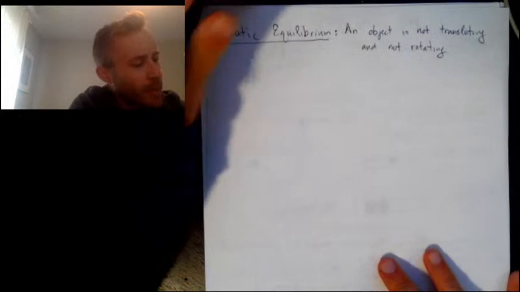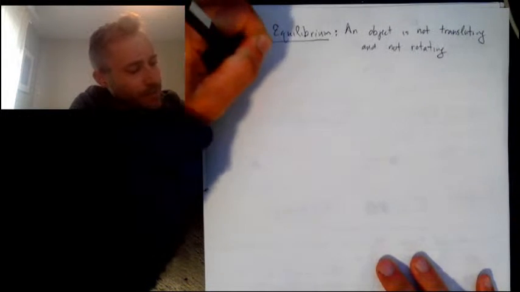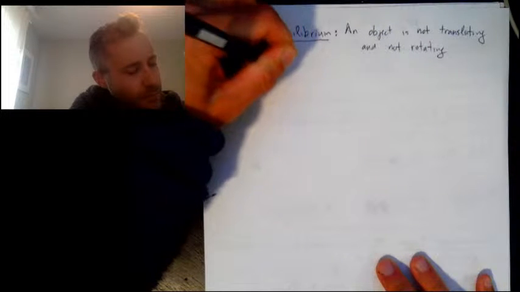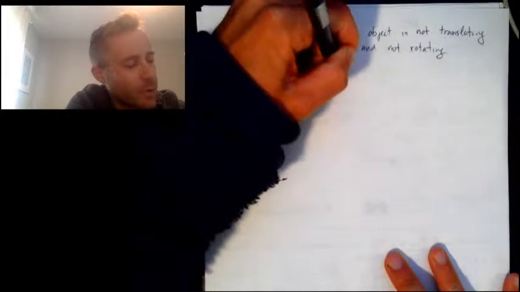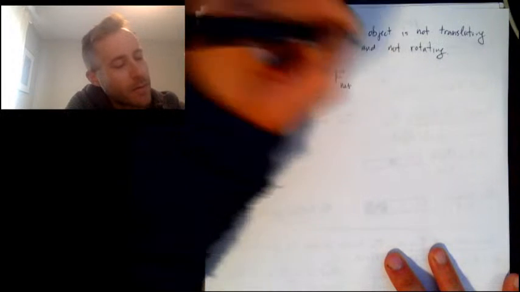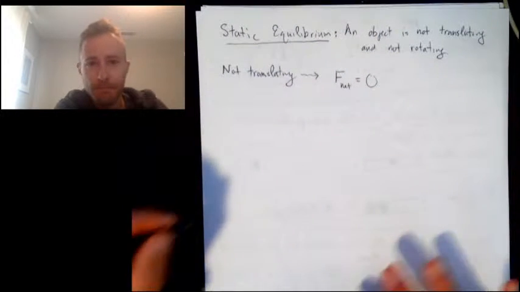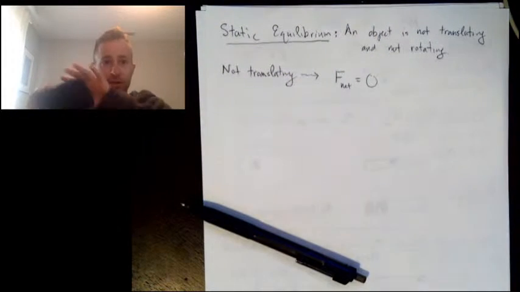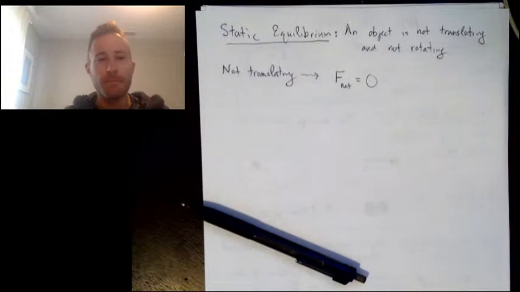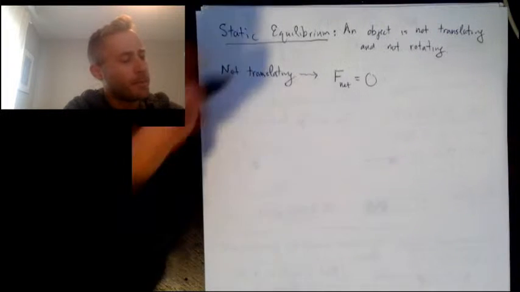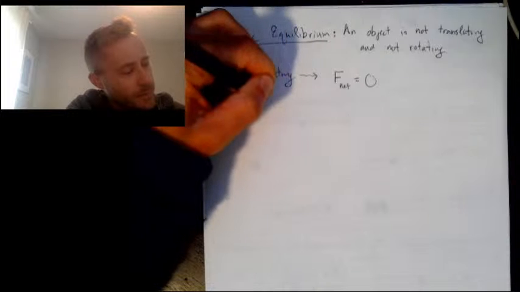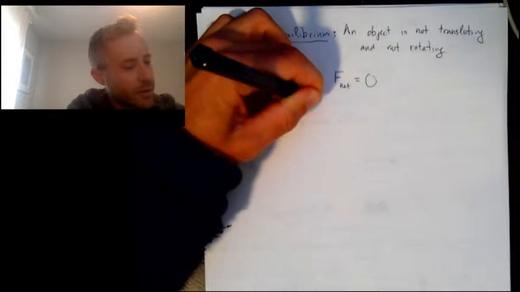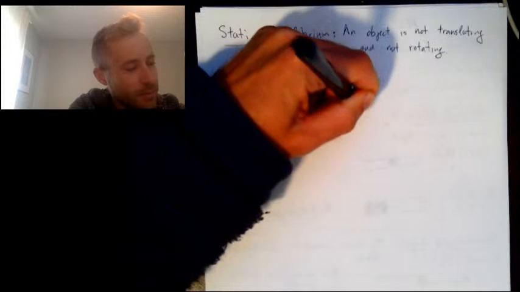So not translating means that the net force on the object is equal to 0. If the net force is not 0, it will start to accelerate from its original location. And not rotating means that the net torque is 0.